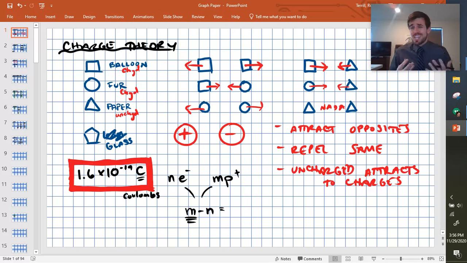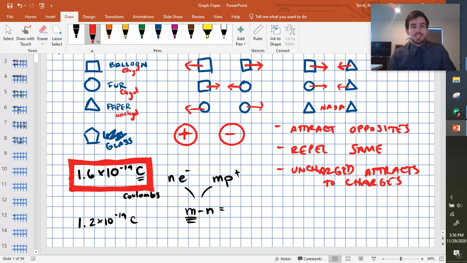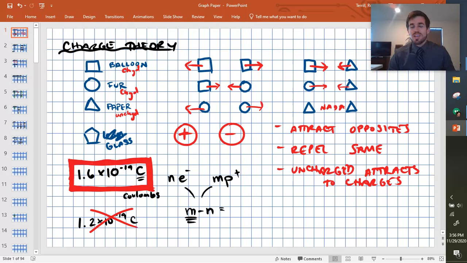But because we always have one electron or two electrons, we can't have half an electron. You could never find something that had a charge of like 1.2 times 10 to the negative 19th. That would be impossible because that would require a fraction of an electron, and that can never happen. So it's okay if we have 3.2 times 10 to the negative 19. It's okay if we have 4.8 times 10 to the negative 19th, but we can't have something like 3.7. That would be impossible. So these are the basic ideas behind charge theory.